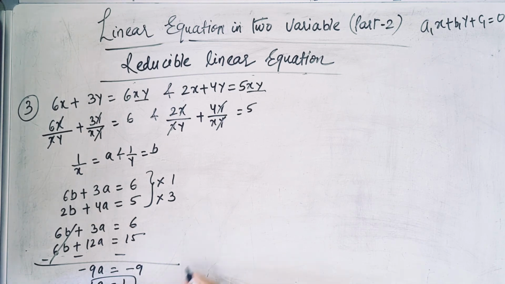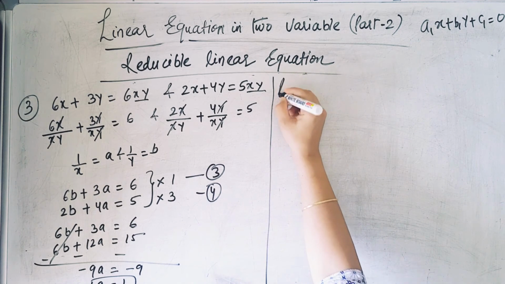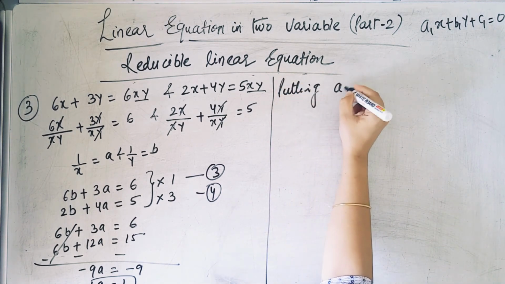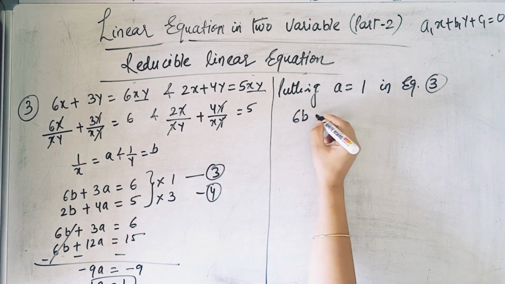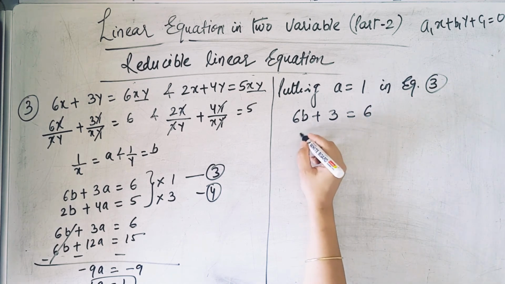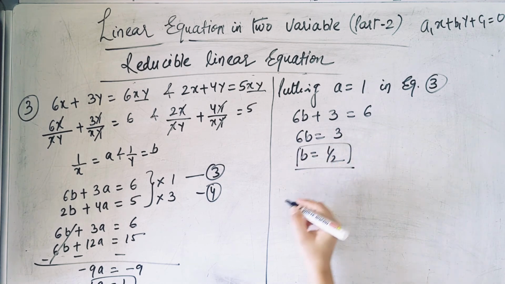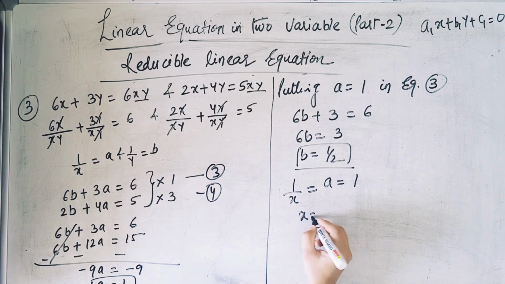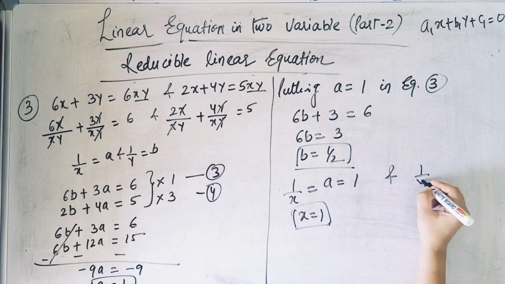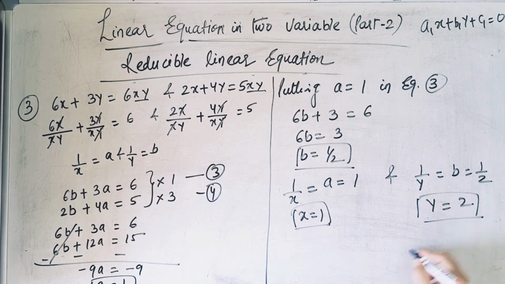1. Similarly, putting the value of a in any of the equations, 3 or 4, so putting a equals 1 in equation number 3. So 6b plus 3 equals 6, thus 6b equals 3, so b will be 1/2. Now what we have supposed, 1/x is a, so a is what? 1, so x will be 1, and 1/y we have supposed b is what? 1/2, so y will be what? So x equals 1 and y equals 2.